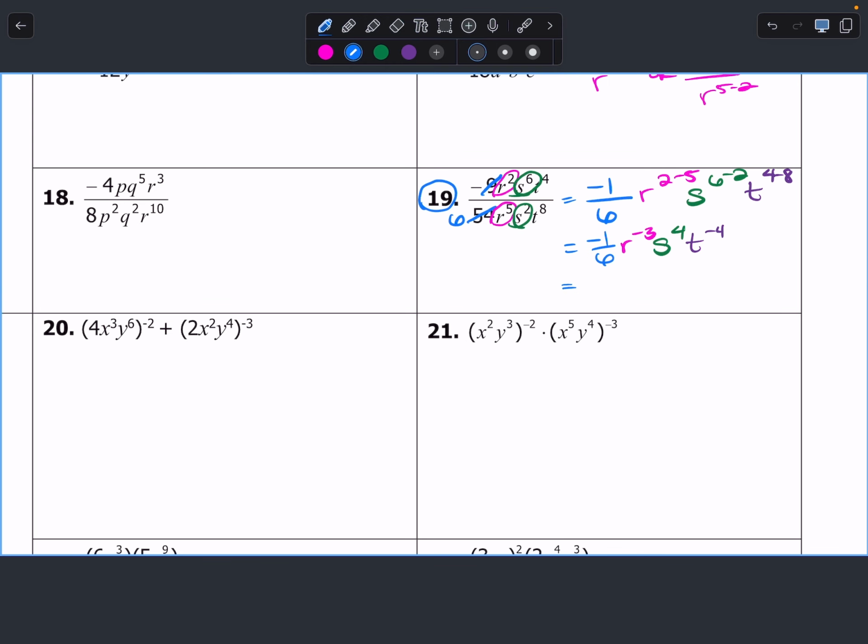So I get negative S to the 4th at the top. And then I have a 6. I have an R cubed, and I have a T to the 4th. Oops, wrong color. Now, it's still the right answer, right? But I would expect to see all these steps. You're going to do it this way, I expect to see all the steps.